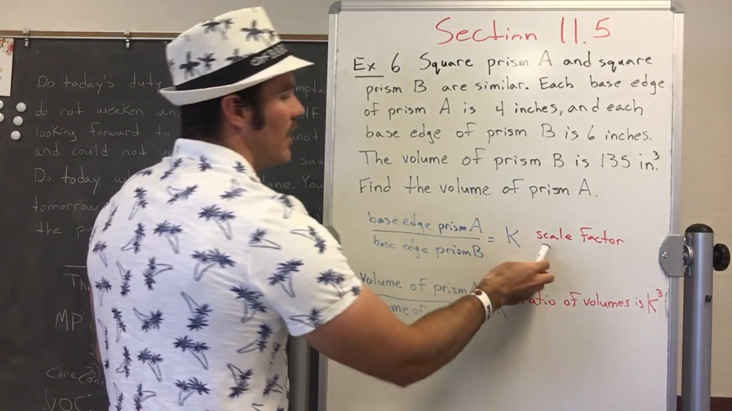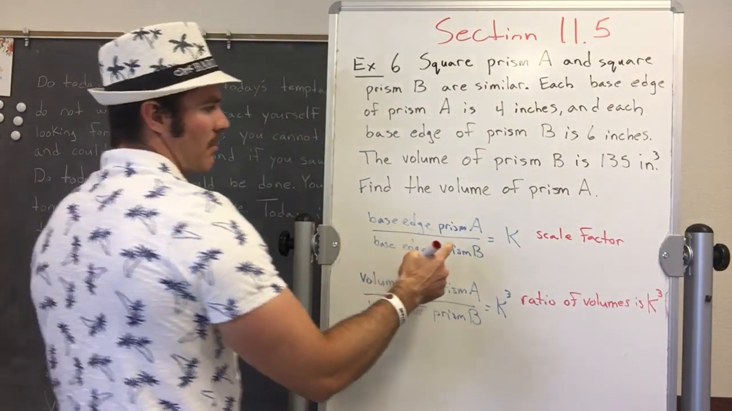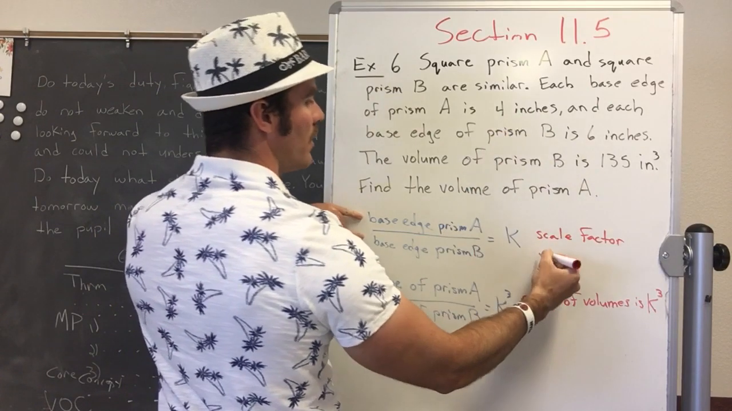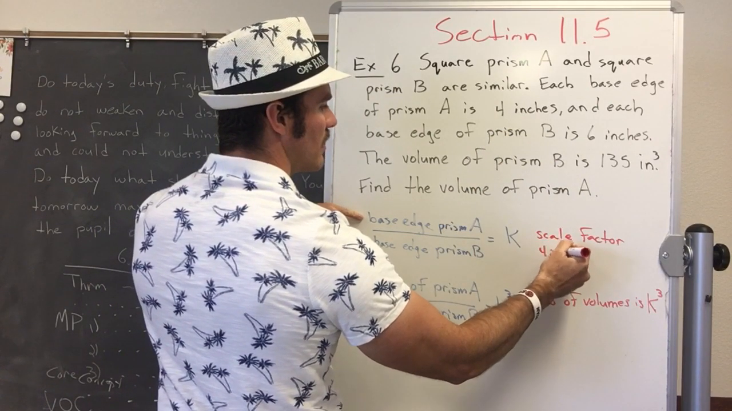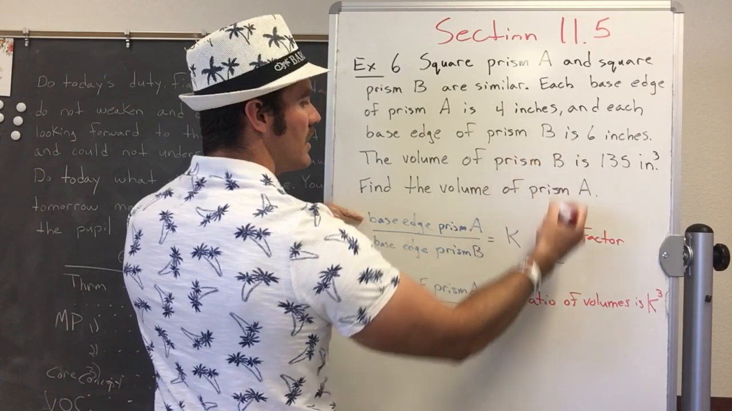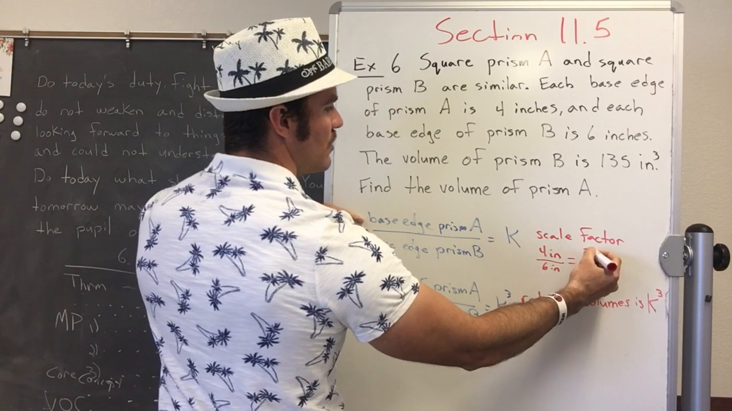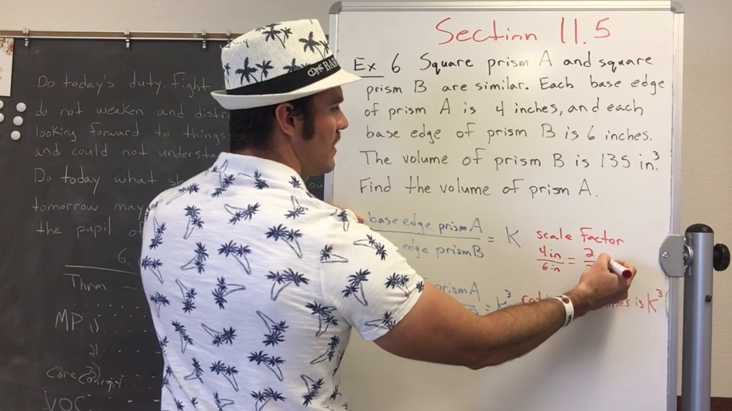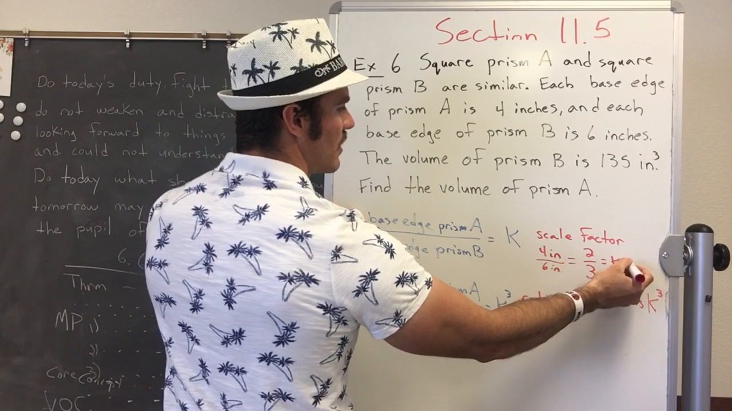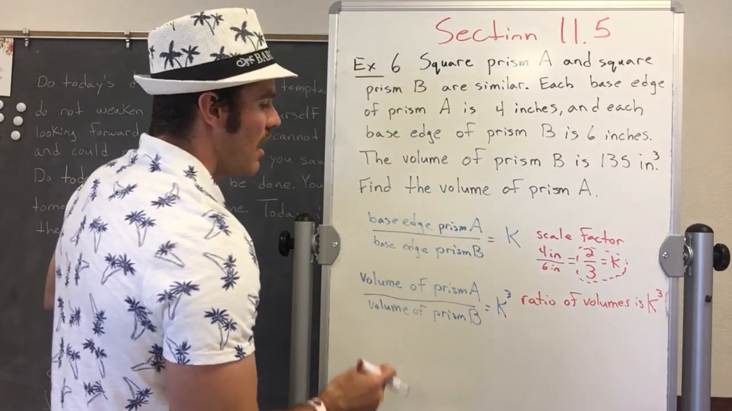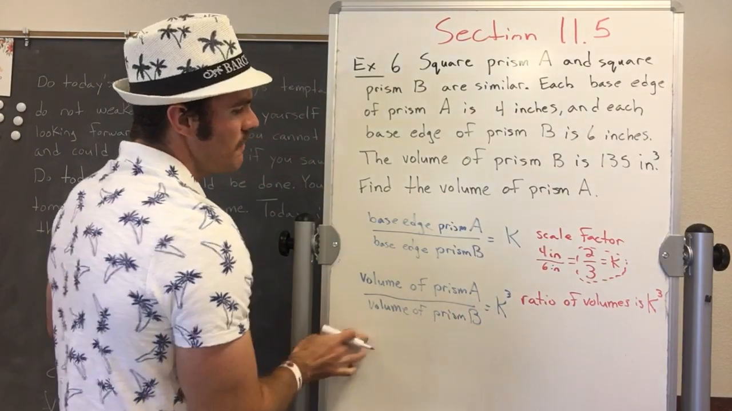So we're going to find the scale factor by substituting in our information. 4 inches over 6 inches. That gives you 2/3. This is our scale factor. We're going to use this in a moment. Where in the world did I get this from?